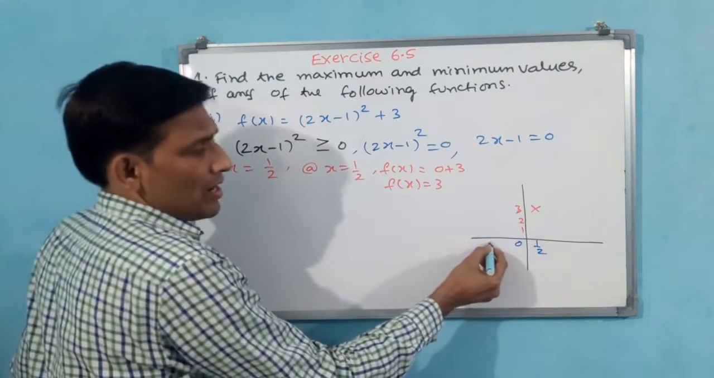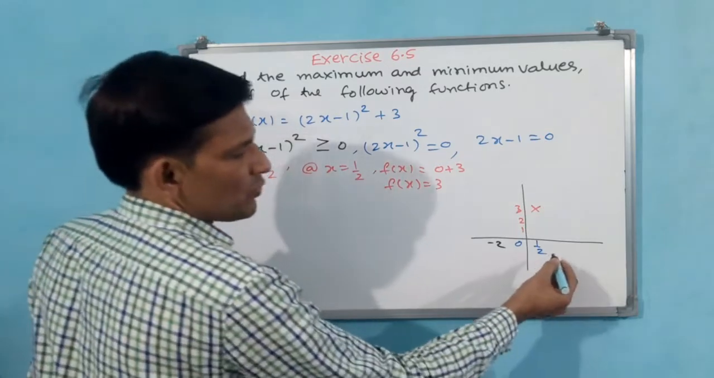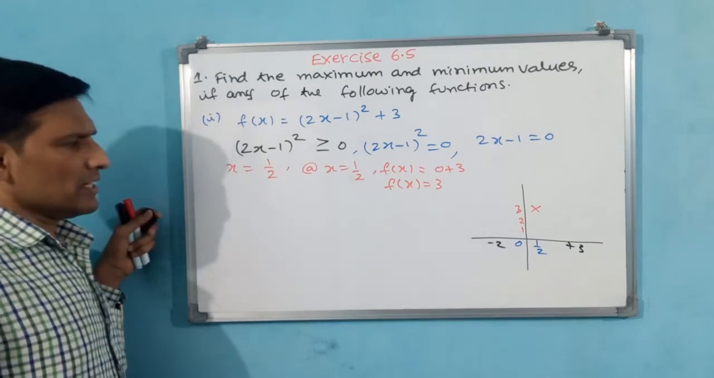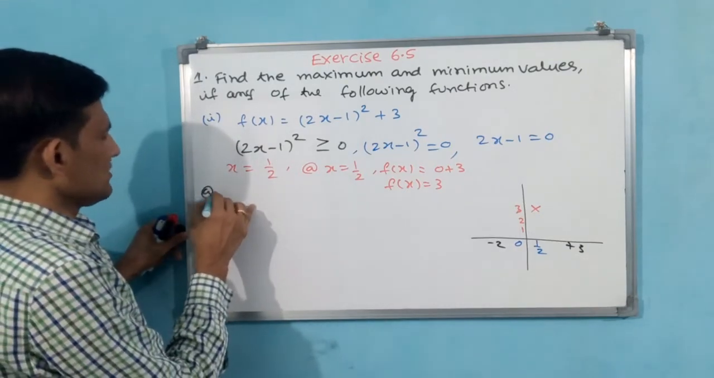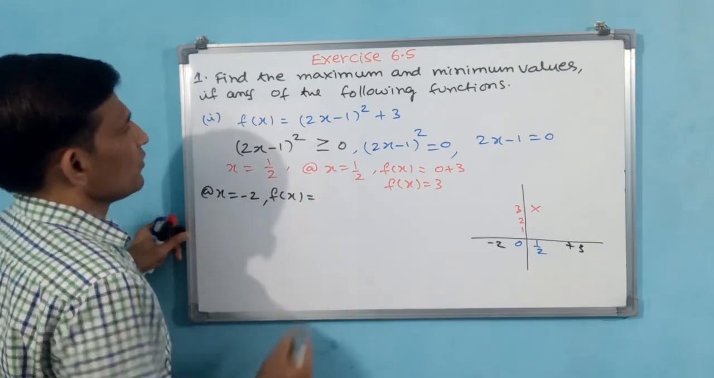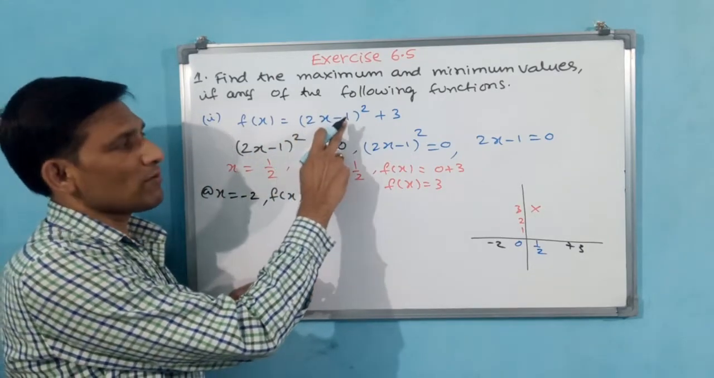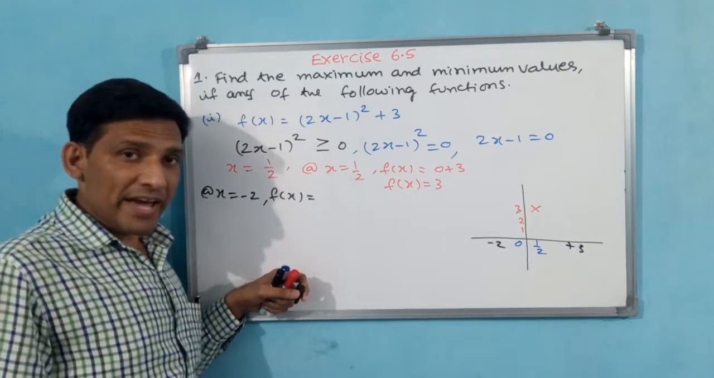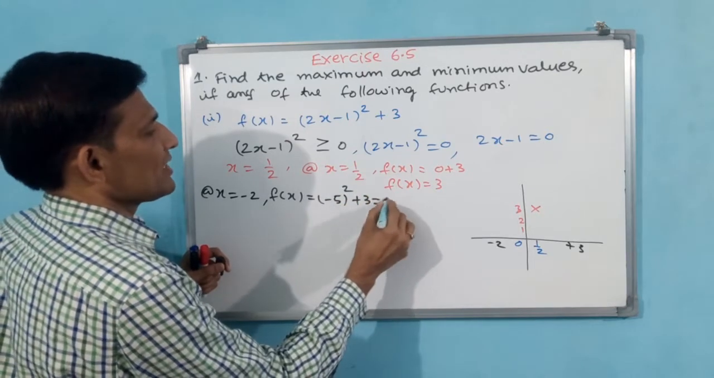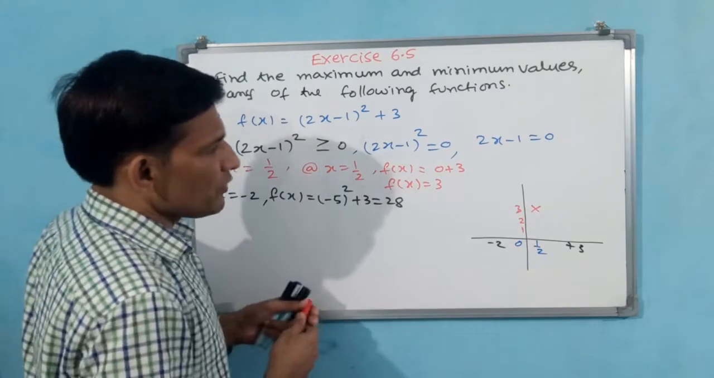See, at the negative side shall I take minus 2? At the positive side shall I take plus 3? Okay, randomly I have chosen. At x is equal to minus 2, f of x is equal to, you see, minus 2 into 2, minus 4, minus 4 minus 1, minus 5 square, 25, plus 3, that is equal to 28. That means at x is equal to minus 2, this value is going to become 28.